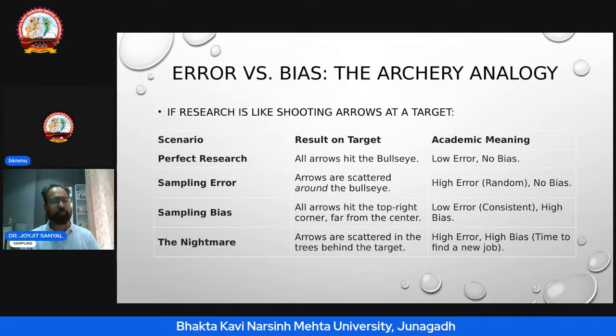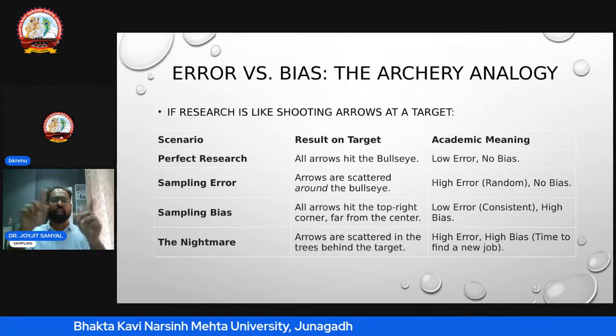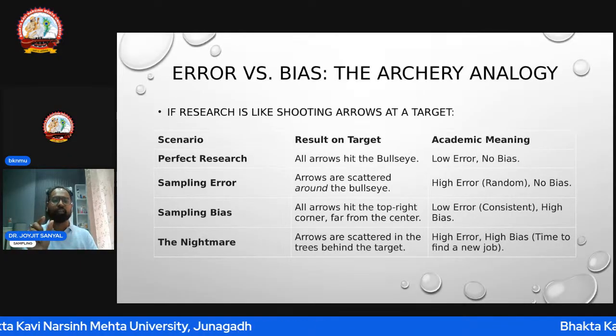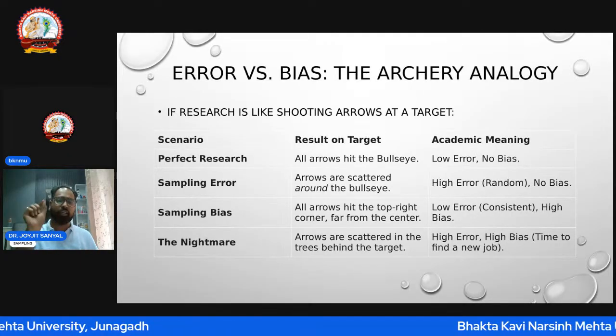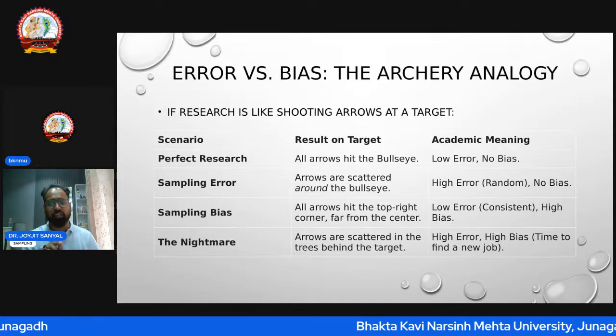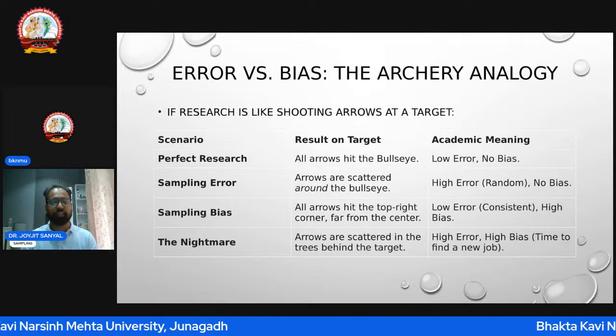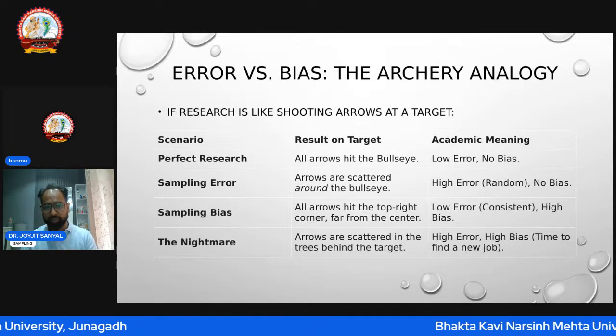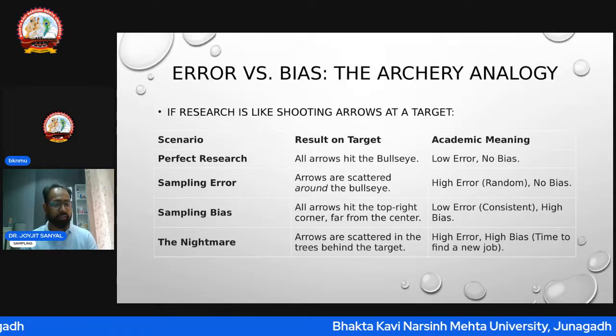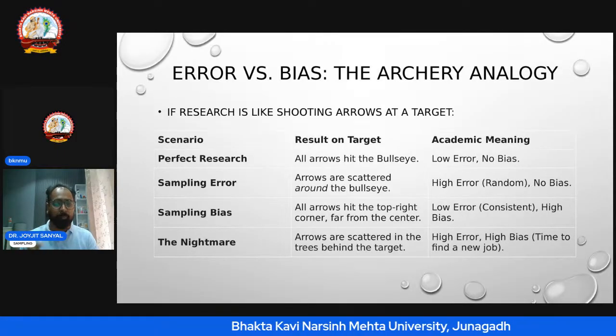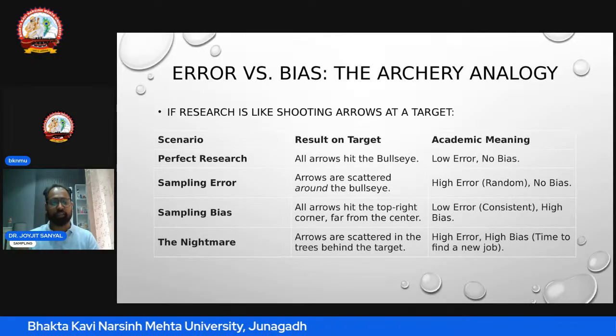Second comes your sampling error. Arrows are scattered all around the bullseye. So they are on the side but have not reached the center. High error. It may happen as I told you, but it doesn't have any kind of bias. Error and bias are different. Error doesn't happen deliberately. Bias happens deliberately because the researcher allowed it, the researcher committed it.